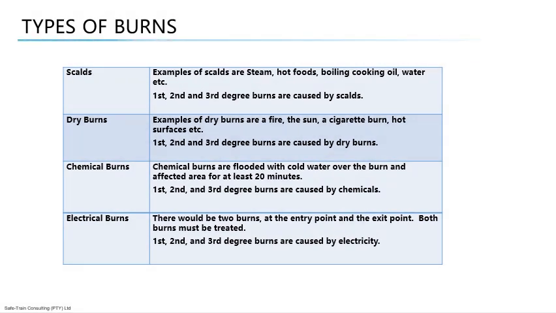Types of burns. These are examples of causes of burns. Scalds are usually caused by steam, hot foods, boiling cooking oil and water, etc. Dry burns are usually caused by a fire, the sun, cigarette burn, etc. Chemical burns are usually caused by chemicals. Where a chemical reacts with water, it should be removed first before being cooled with water. Electrical burns can have 2 burns, and can have effects on the heart. Thus ensure to monitor circulation and breathing.